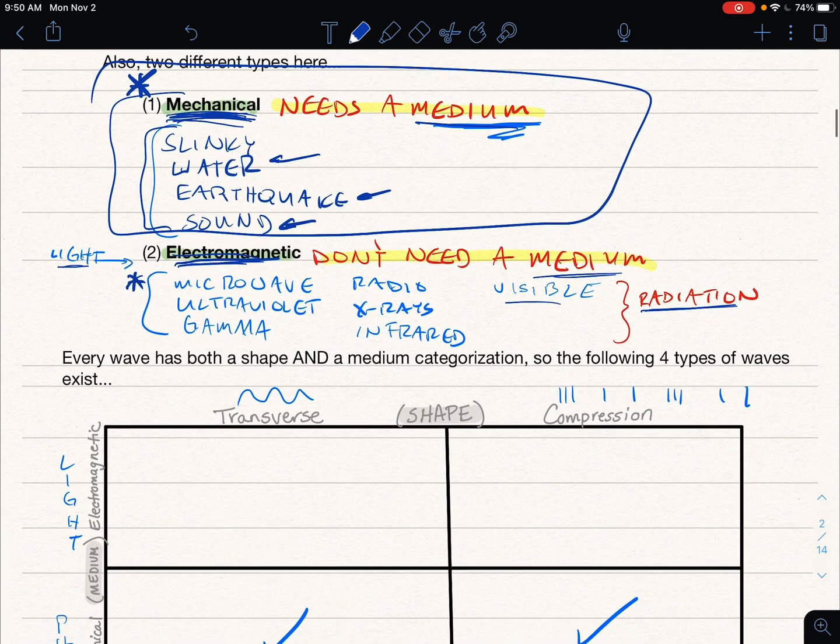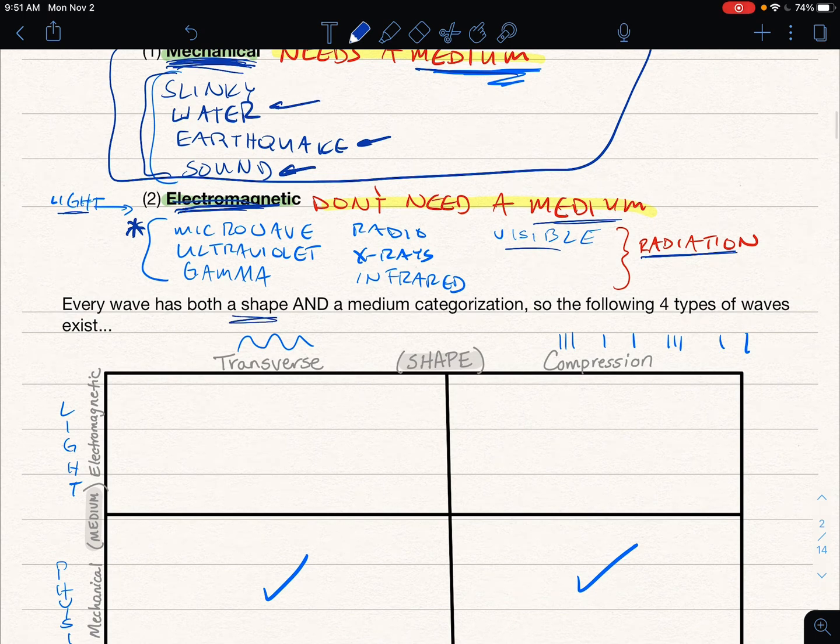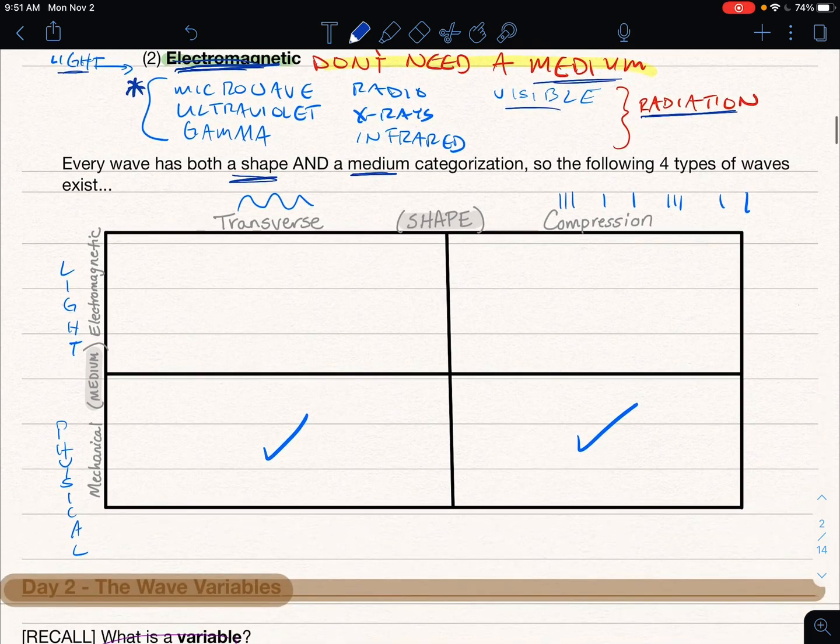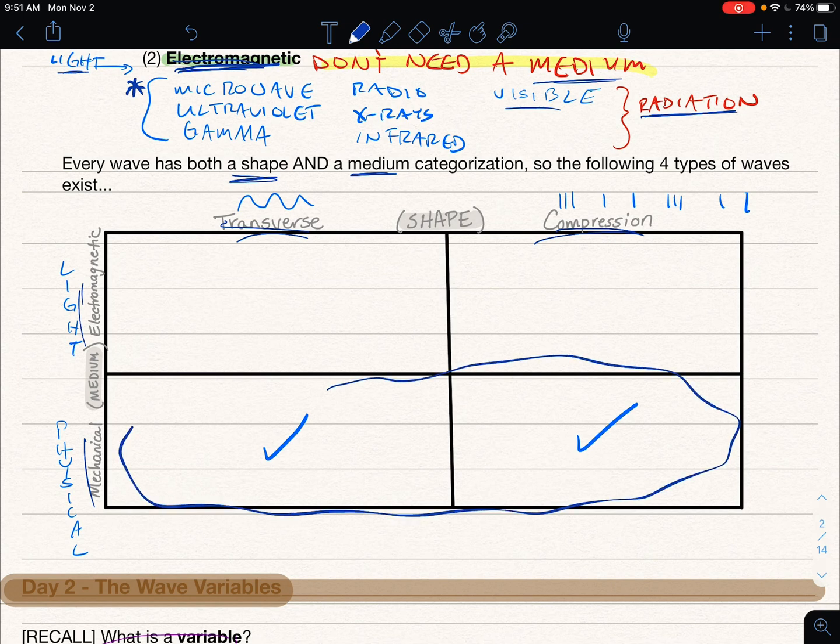Every type of wave out there has both a shape categorization and a medium categorization. Geez, that's a big word. And so really there's four different types that are possible. We could have a transverse light wave, a compressional light wave, a transverse mechanical wave, and a compressional mechanical wave. What we're going to spend the next couple weeks going over is these two right here.